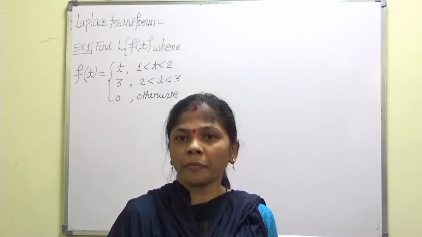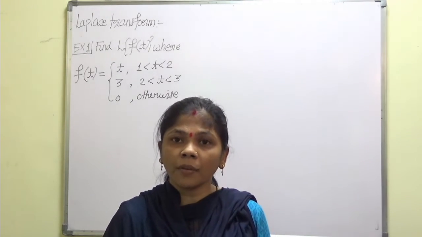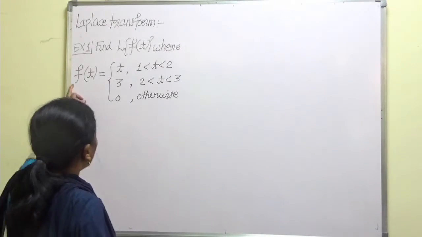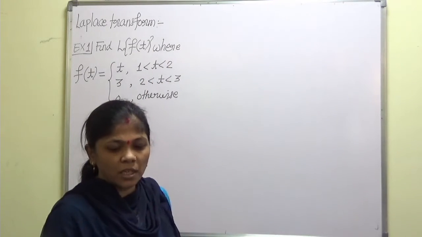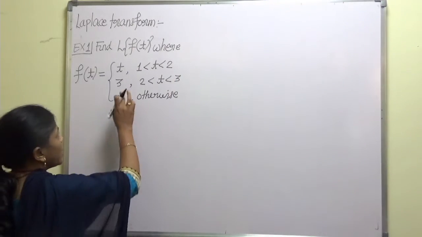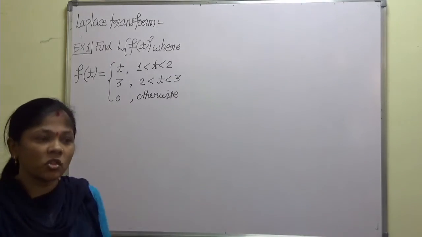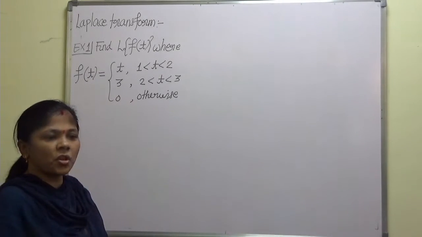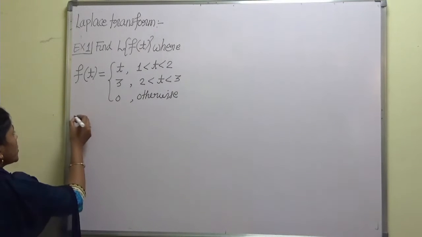So before discussing the first property, let us see how to get the Laplace transform of any function by making use of the definition. So here I have written: find the Laplace transform of f of t, where f of t is defined as t when t varies from 1 to 2, then 3 when t varies from 2 to 3, and 0 otherwise. Such types of functions can be evaluated by making use of the definition. So how to get this?